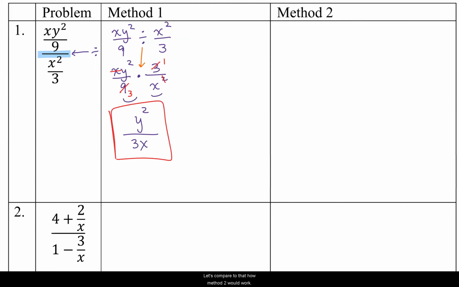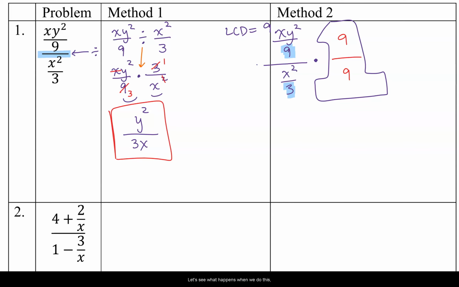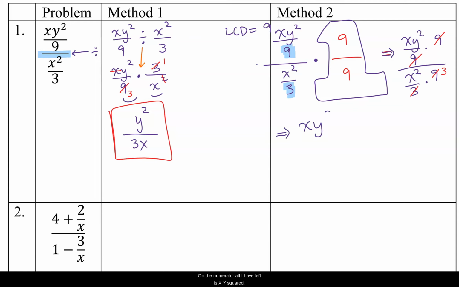I'm going to multiply this complex fraction by a special form of 1. And that special form of 1 is going to be my least common denominator, 9 over 9. Let's see what happens when we do this. So xy squared over 9 times 9, x squared over 3 times 9. I can cancel common factors. 9s will cancel. 3 cancels with 9 and leaves behind a 3. On the numerator, all I have left is xy squared. In the denominator, I have 3x squared.